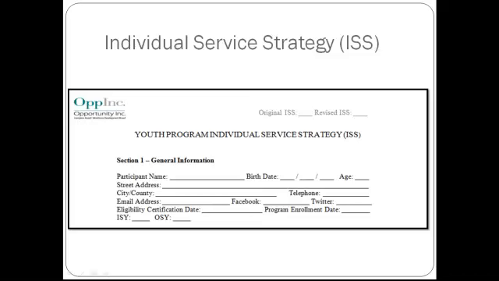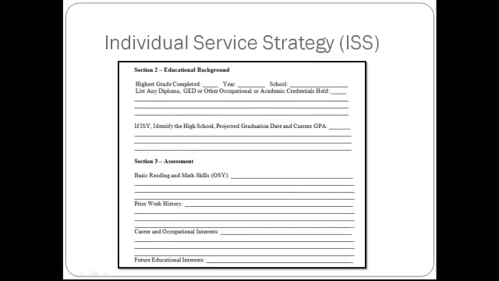After completing the objective assessment, the Individual Service Strategy, or ISS, needs to be completed with the participant. Section 1 is shown here. Please fill out all information completely. Section 2 and 3 of the ISS are shown here. Please complete the Educational Background section and then go on to the Assessment section. Here you can use information collected from the Objective Assessment section.